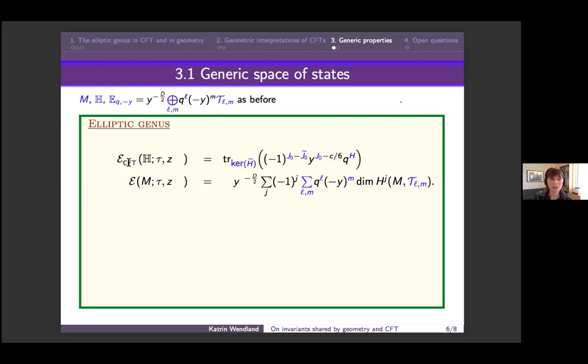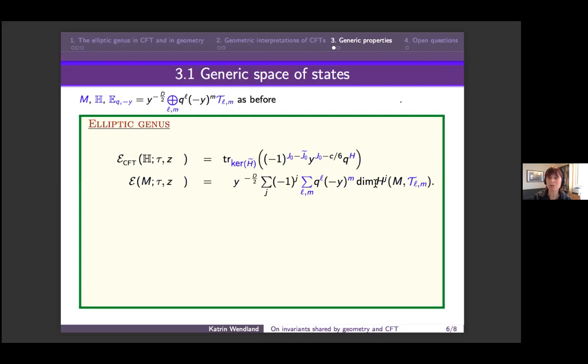If I know the conformal field theoretic elliptic genus as a function of tau and z and its power series expansion in y and q, still I cannot reconstruct the kernel of H tilde from it, because I only know these prefactors in terms of dimensions that are counted with signs, and there will be cancellations in there. So there's no way of working backwards. At least it's just as terrible for the geometric elliptic genus, the complex elliptic genus.